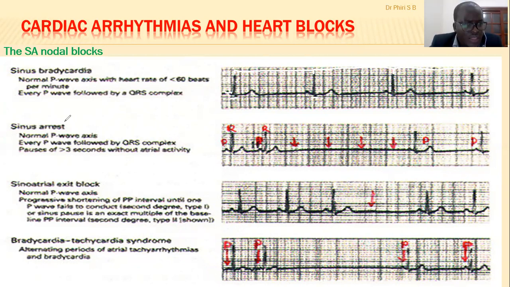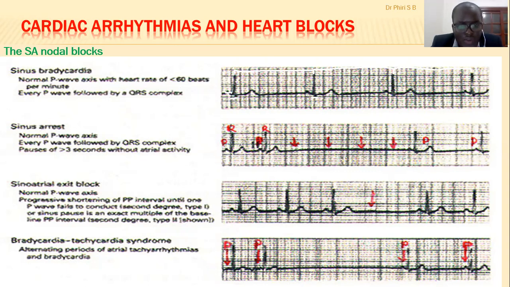Then the next one is called sinus arrest. So sinus arrest, from the word itself, you are able to tell that when you have sinus arrest, it would mean that maybe there's a P wave that is not being conducted to the ventricles. So here during sinus arrest, there are normal P wave axis.